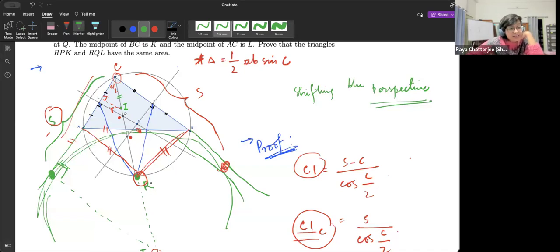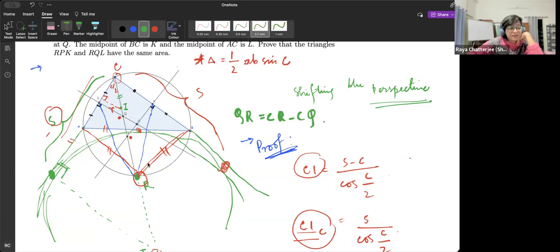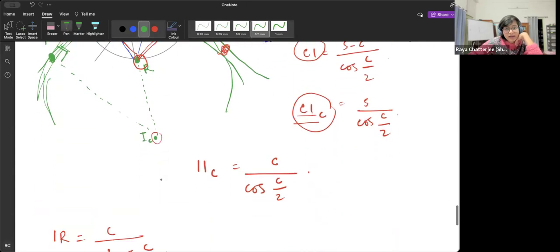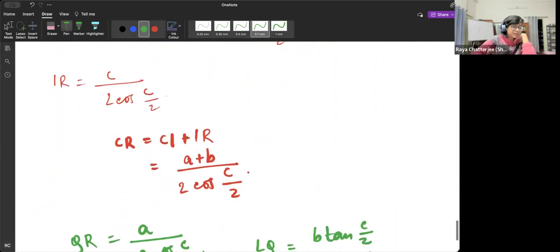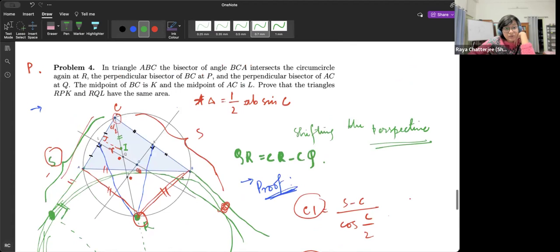Okay, QR is a over 2 cos(C/2), and that is evident because QR equals CR minus CQ. And we know the lengths CR and CQ, right? Is that clear? Sounds good? Okay, perfect. So we have computed CR, and similarly I can compute QR because QR is CR minus CQ. We just did QR, right? And again, in triangle CLQ, just look at triangle CLQ. I'll just highlight it.